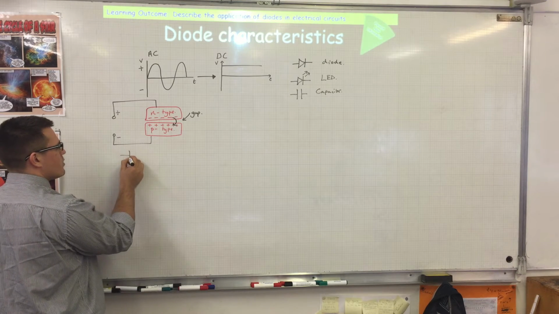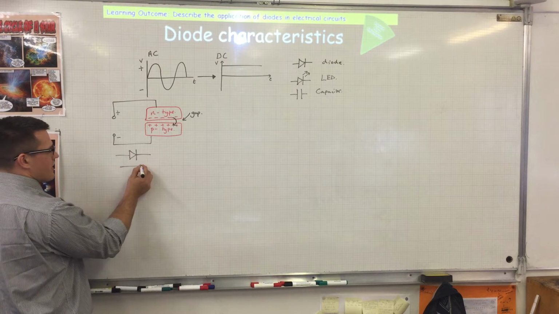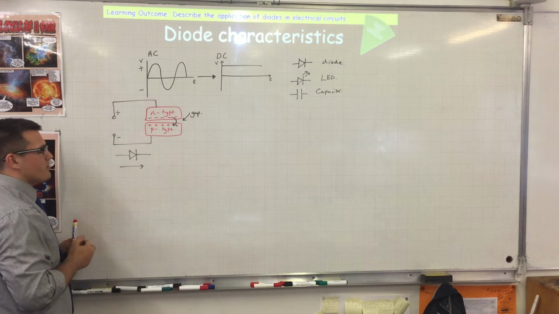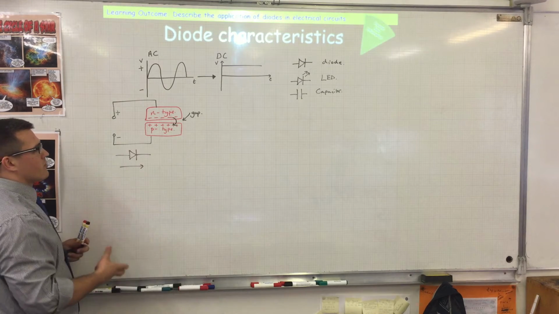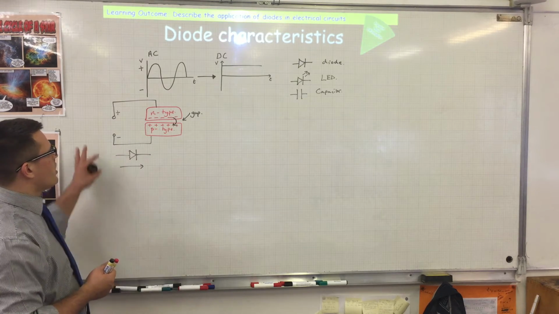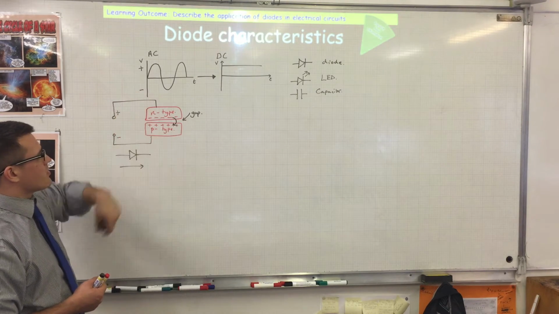So if I have a diode that allows current through, so if that's my diode, the current will be allowed in that direction, we can describe it as forward bias. And if a diode doesn't allow current through, we describe it as reverse bias. So that's how a diode is made up of two semiconductors.